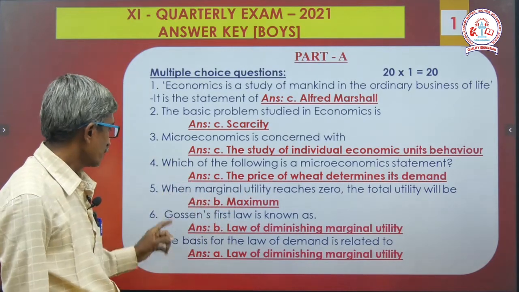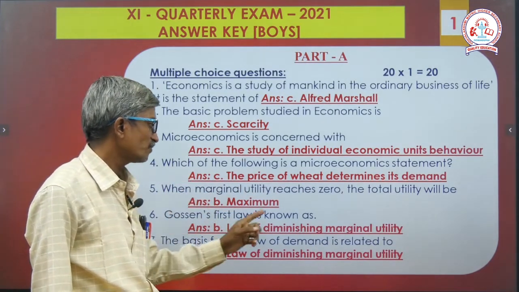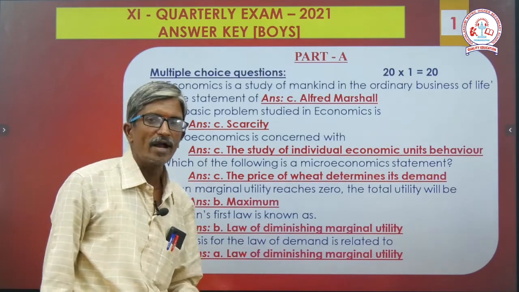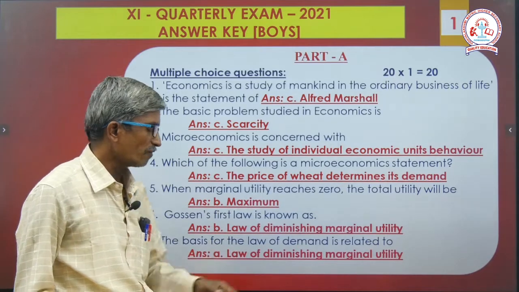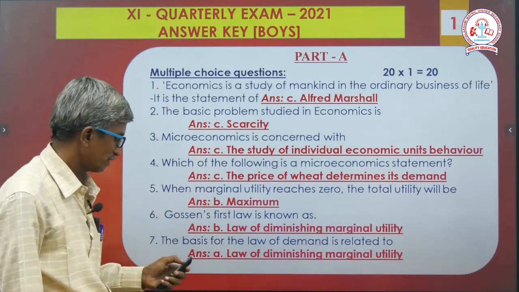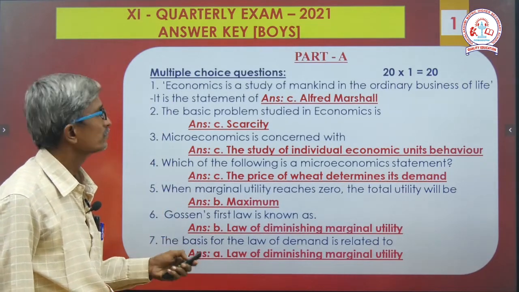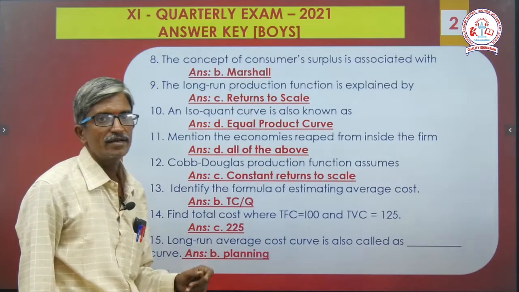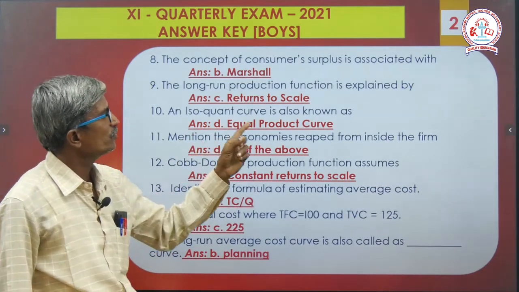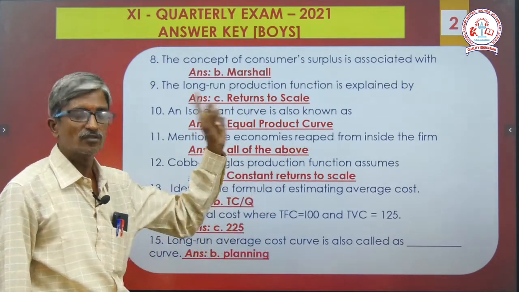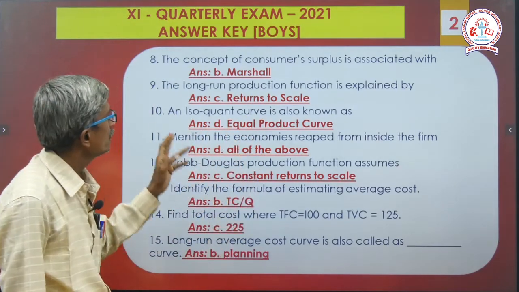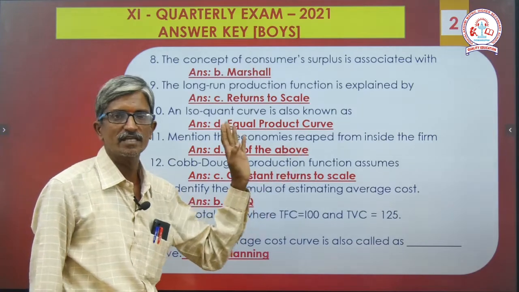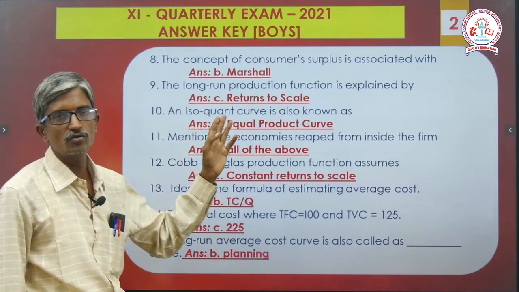Next, question number 7. The basis for the law of demand is related to same a law of A, option A, law of diminishing marginal utility. Next, question number 8. The concept of consumer surplus is associated with, in the statement சொன்னது யார்? Marshall, Alfred Marshall. The long run production function is explained by returns to scale.